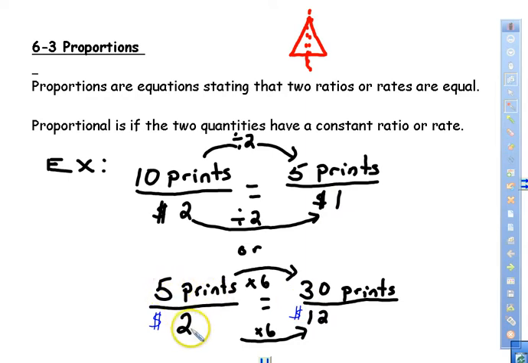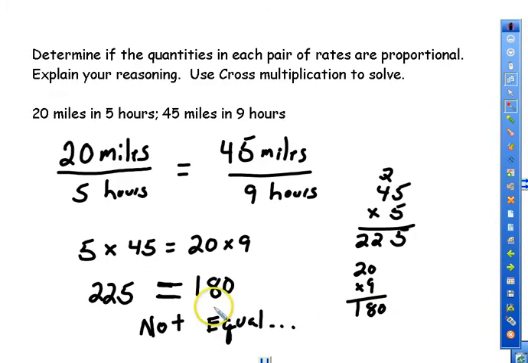And maybe we want to buy 30 prints. So how much would that cost? Well, since 5 can go into 30 6 times, we multiply both the numerator and denominator by 6, and that gives you then 12. So it'd be $12 for that 30 prints. Let's go ahead and look at the next problem. And this is virtually what you're doing today.